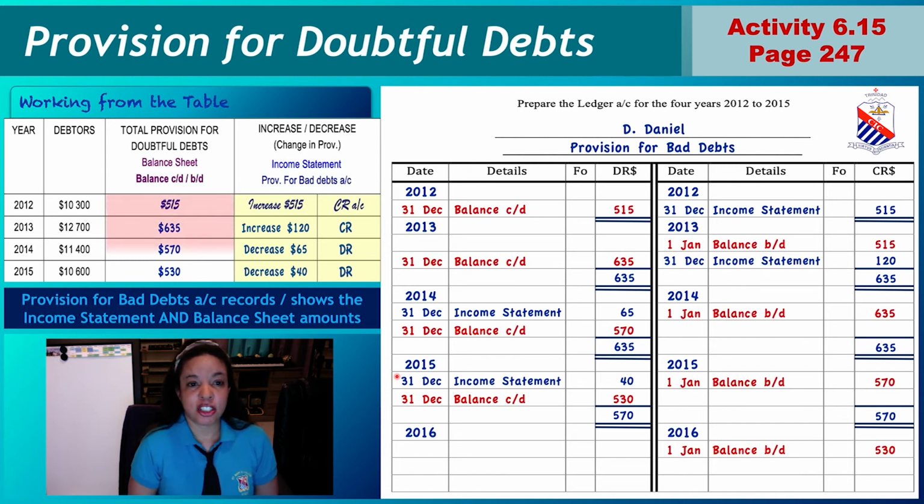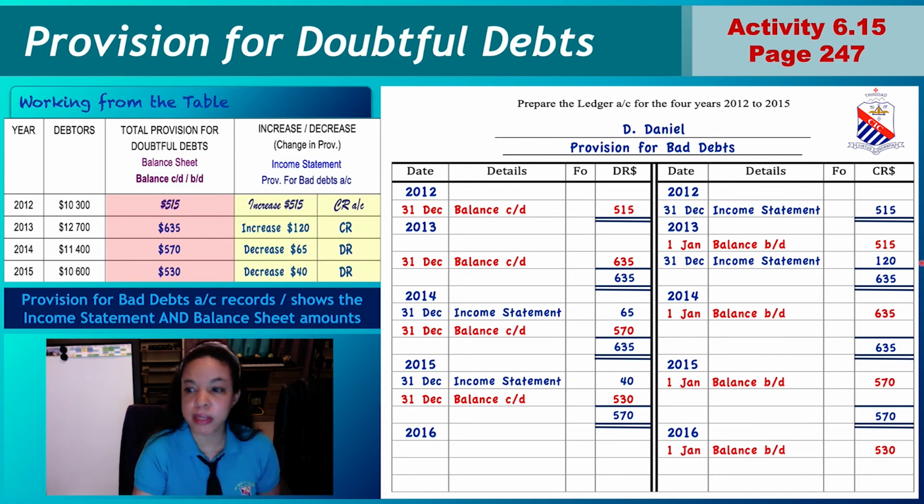Your balances, just like your provision for depreciation, just like in fact all of your assets, liabilities, and the capital account, your balance is the amount that goes in your balance sheet. All right, so note here, look at all your balance carry down. 1, 2, 3, 4 figures, and look over on your table. Do they match? 515, 635, 570, 530.